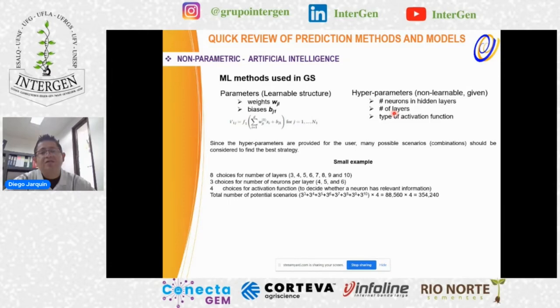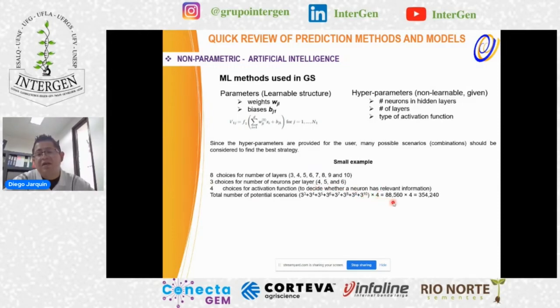Suppose that we have 8 choices for the number of layers. It could be 3, 4, 5, 6, 9, 10. So there is not a rule that we can use to find the optimum number of layers before doing the analysis. 3 choices for the number of neurons per layer. It could be 4, 5, 6. 4 choices for activation function to decide whether a neuron has relevant information or not. So the total number of potential scenarios is 3 to the 3, 3 to the 4, 3 to the 5, 3 to the 6, 3 to the 7, 3 to the 8, 3 to the 9, and 3 to the 10, times 4 activation functions.